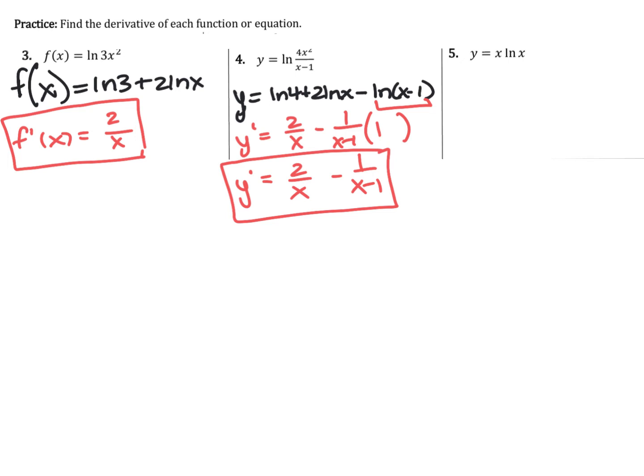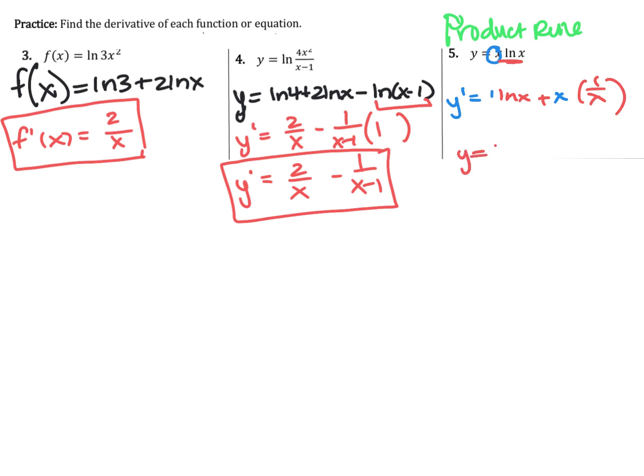Now, number 5 is a little bit different. Number 5 is going to involve using the product rule. So we have two functions. We have x and we have natural log of x. So if I take the derivative, using the power rule, the derivative of the blue part, the derivative of x is 1 times natural log of x, keep the second function the same, plus keep the first function the same, and take the derivative of the second function. And then let's go ahead and clean this up.